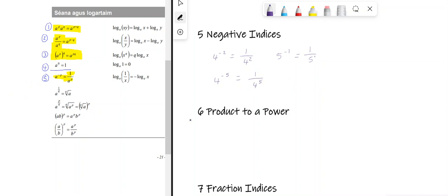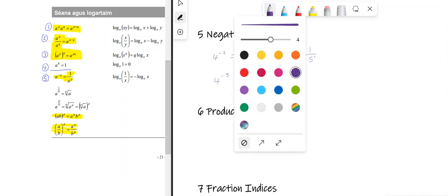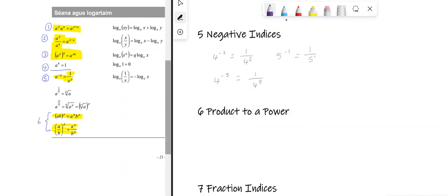So the next ones then that we will look at are these two here. Okay, so we have products to a power, or quotients to a power. So if we have a look at these two, so I'll just put this in here. So we'll call this 6. So let's look at what this rule tells us. So if we have something like this, let me look at this first one. So this first one here.